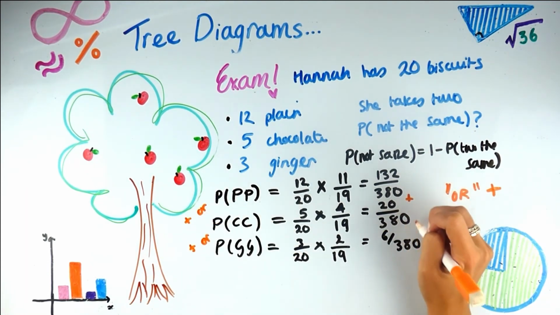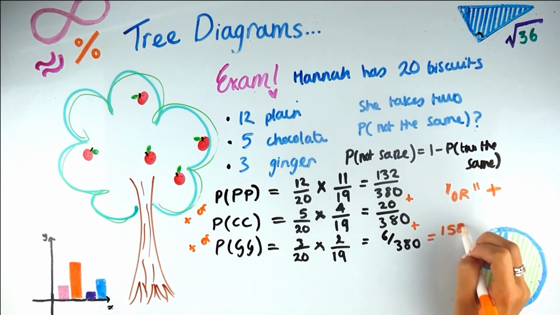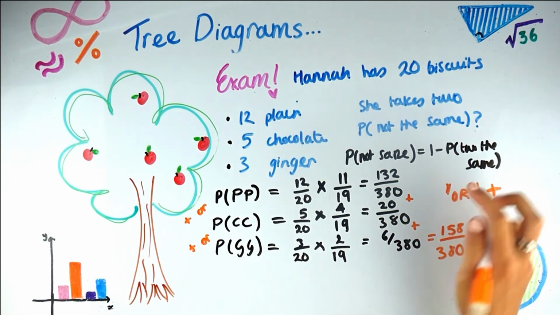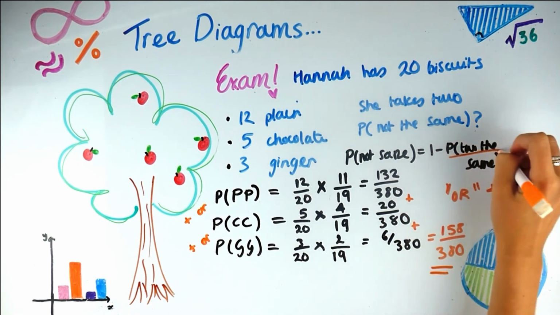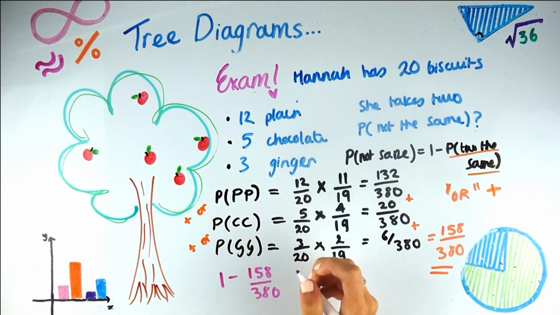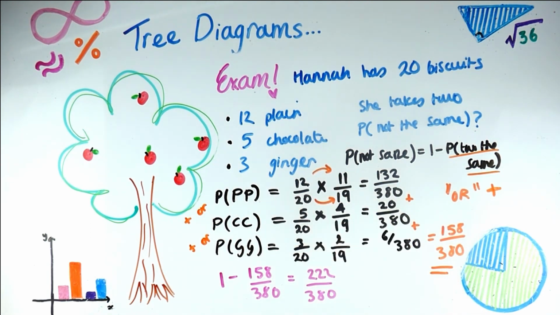So if you add those 3 values up, you get 158 over 380, and then don't forget the final step, that is this bit. You must remember to do 1 minus your answer, so 1 minus 158 over 380 equals 222 over 380. So there we go, that's an example of a slightly harder question. This one obviously reduces, but don't forget to reduce that one. Very important factor there, because it hasn't specified that she replaced this one.